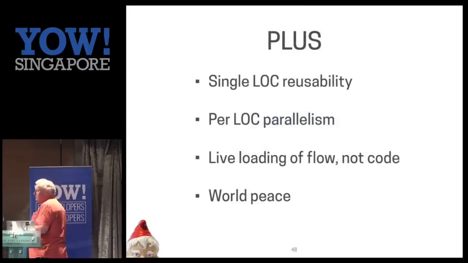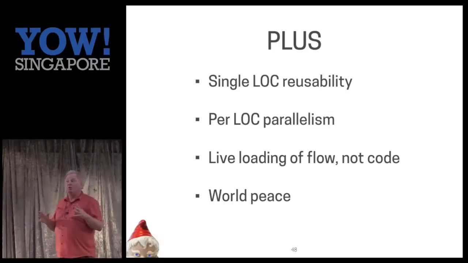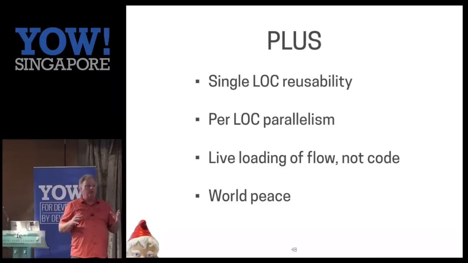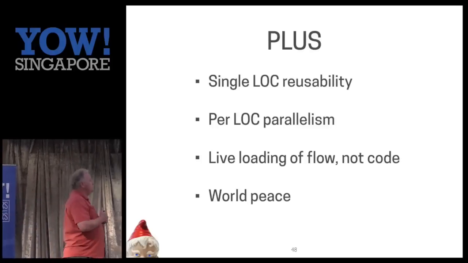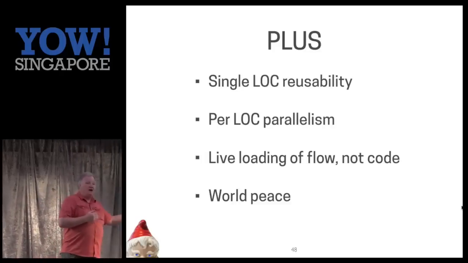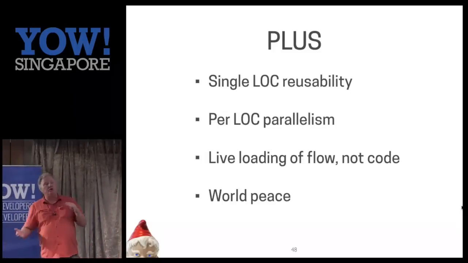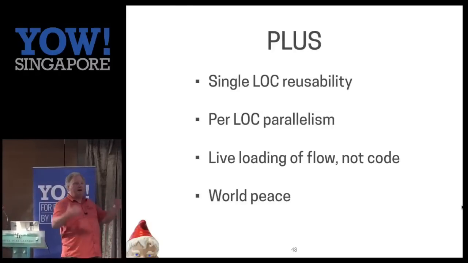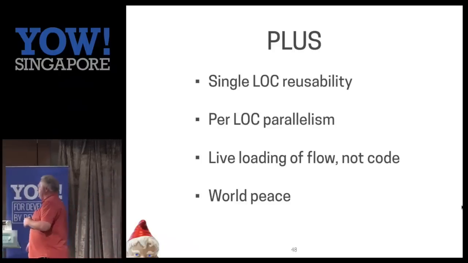So this kind of approach gives you a whole bunch of interesting advantages. You can get reusability down to the single line of code if you really, really want to. You can have parallelism at a single line of code. So you can choose to have bits of your thing running in parallel, literally right the way down to the single line of code. As we've seen, I can reload not just code, but I can reload my flow through the code. So I could checkpoint off where I am, and later on, bring my program back to exactly the same state. And clearly, if you've got all of these things, we have world peace. So who needs anything more?